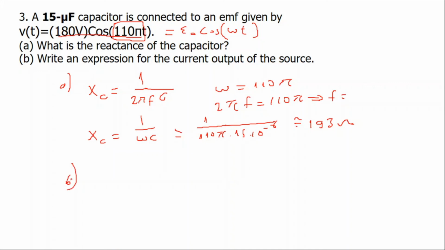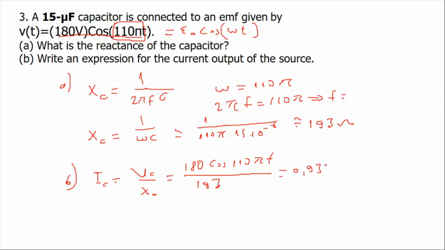So for B, write an expression for the current output of the source. We know that the current in the capacitor will be equal to V of the capacitor divided by Xc, and the voltage of the capacitor is changing like this, 180 volt cosine 110 pi t, divided by Xc, we calculated 193. So if we divide these two, we will get approximately 0.93 cosine 110 pi t.